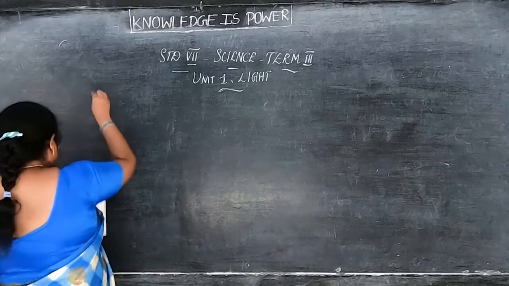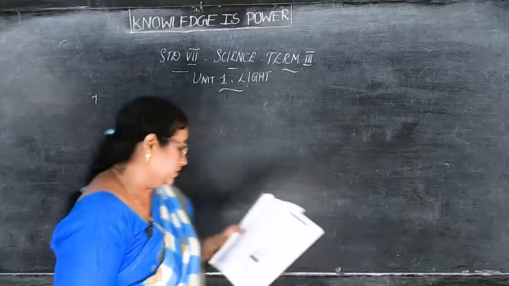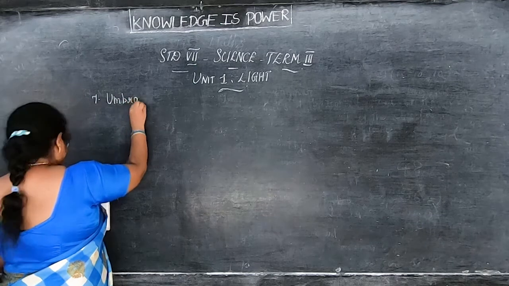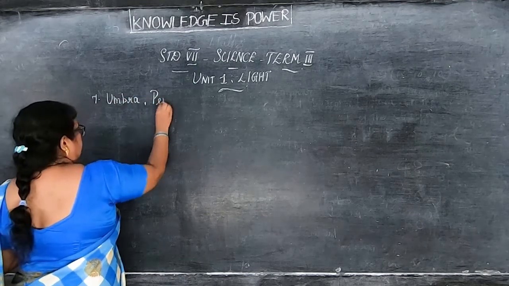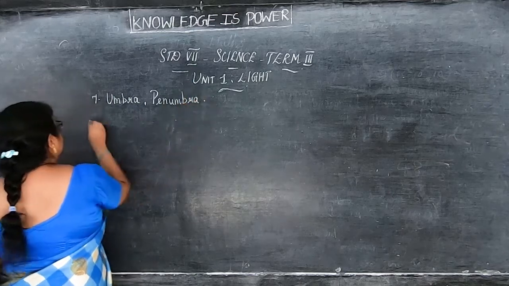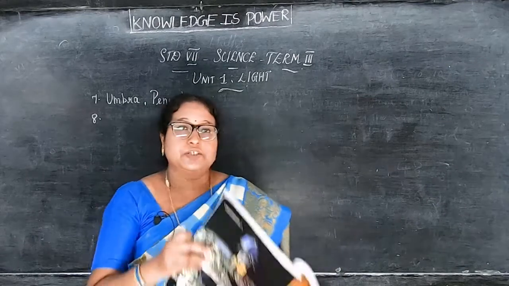Now, 7th question. What are the parts of shadow? Take this down in your classwork. Whatever I'm writing on the board, take down in your classwork, children, okay? Umbra and penumbra. Then, 8th question. What are the properties of shadow?